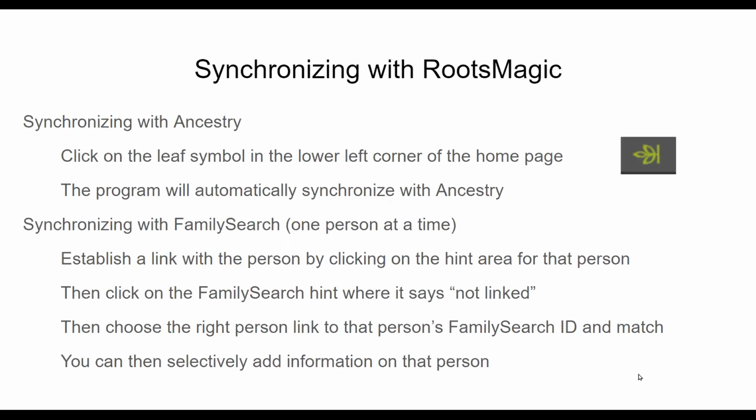With RootsMagic, you click on the leaf symbol and it automatically synchronizes both ways. The only way you get information from FamilySearch is through that code. So once you have the code, you're going to get hints. The hints will be ones you can copy and enter into your data. There's nothing automatic about the entry.